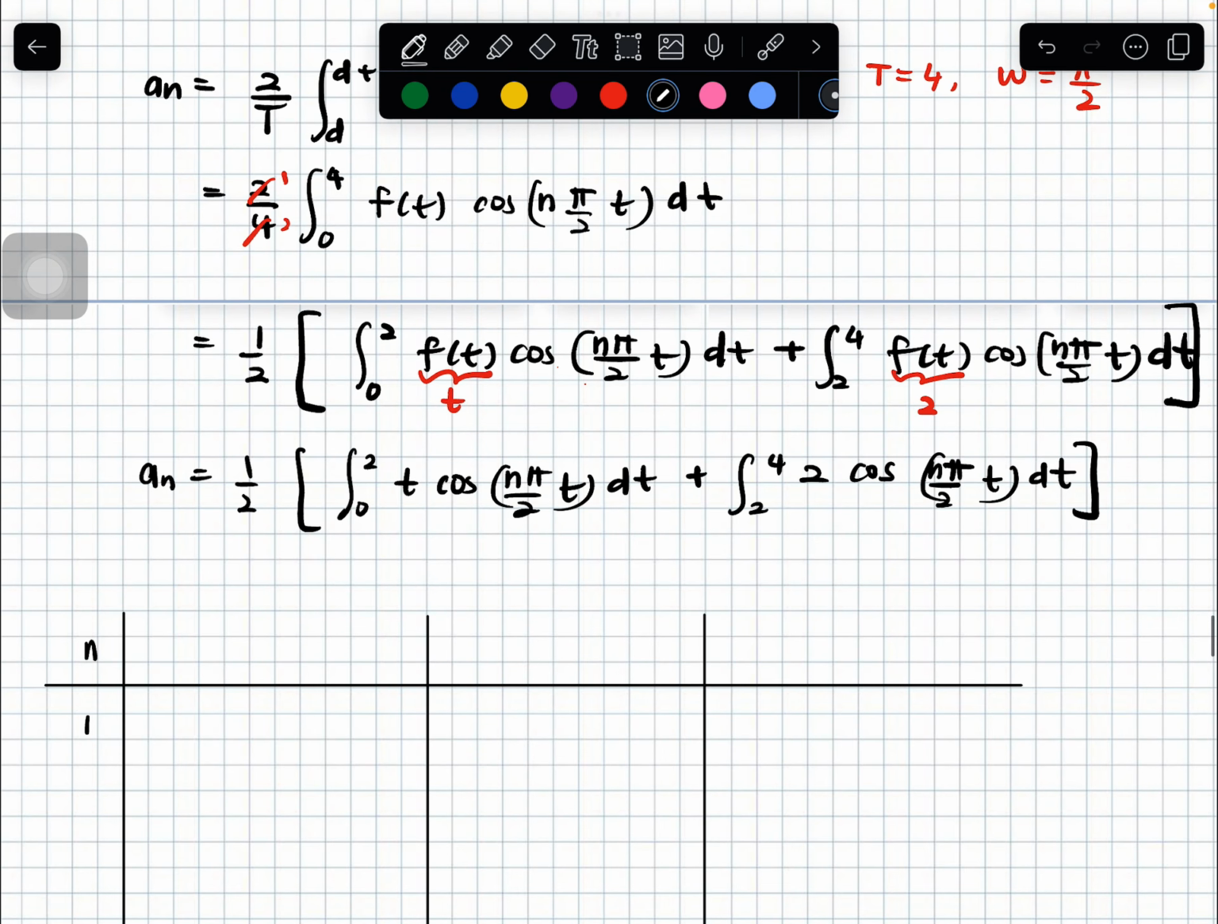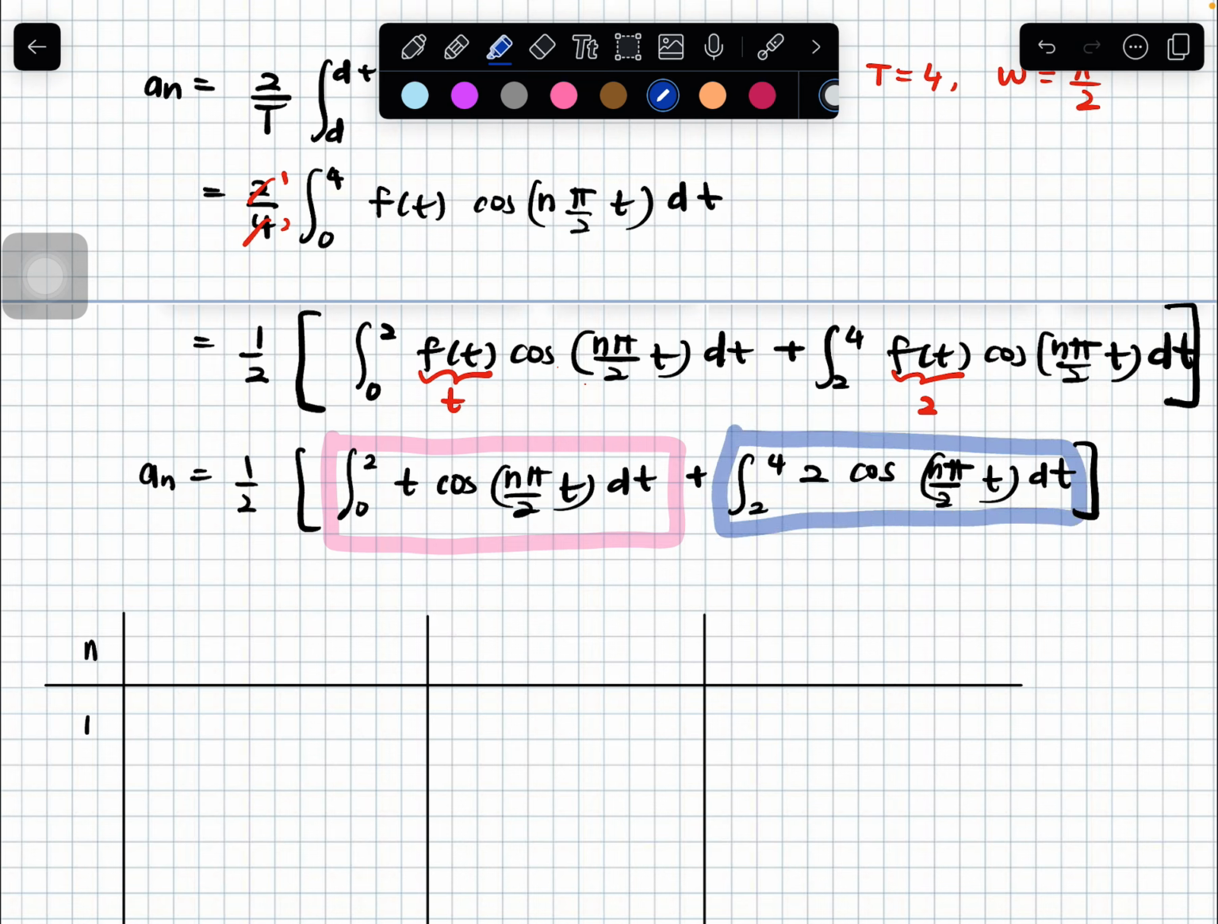Okay, so we are calculating an. We want to find the an value. We reach this step where we substitute the f(t) and also separate the integral limits. Now for an you have to calculate 1 over 2 multiplied by this integral plus this integral. So basically you have two blocks to calculate, the first integral and the other integral.